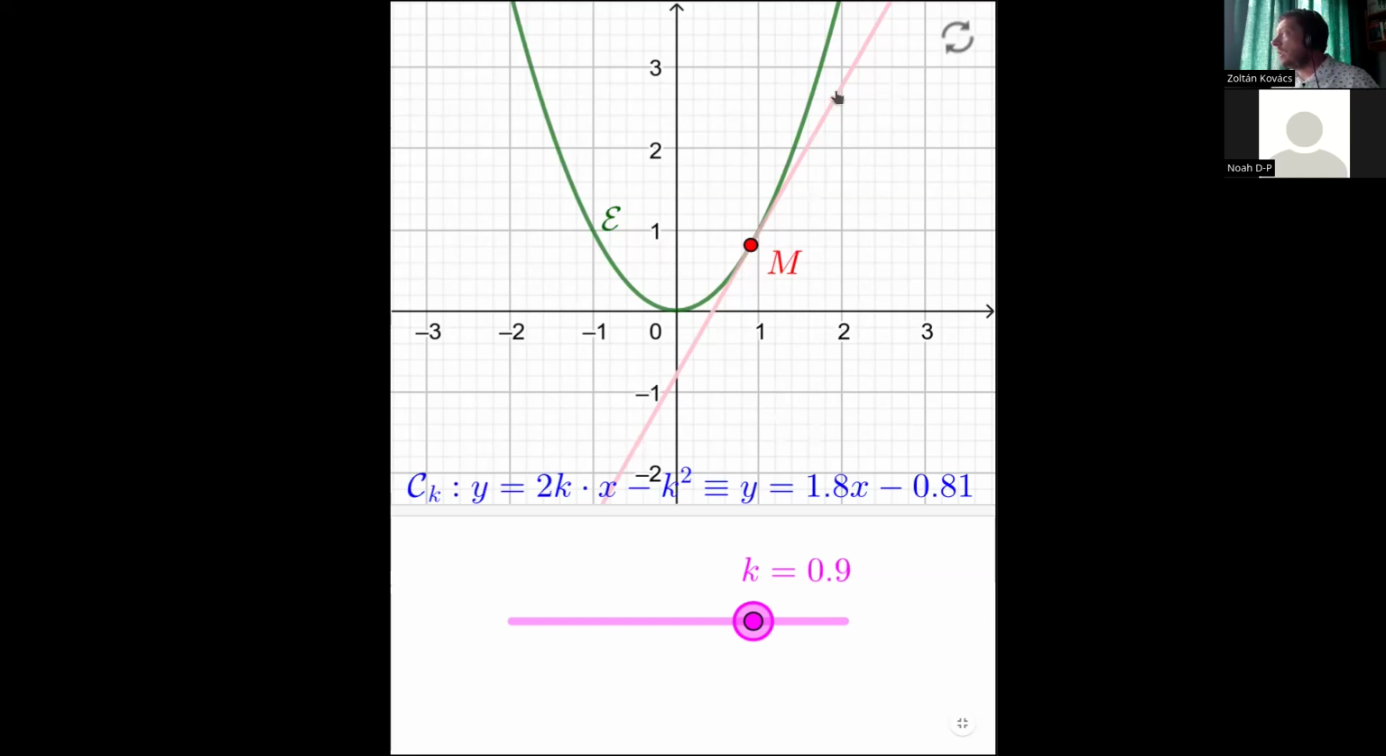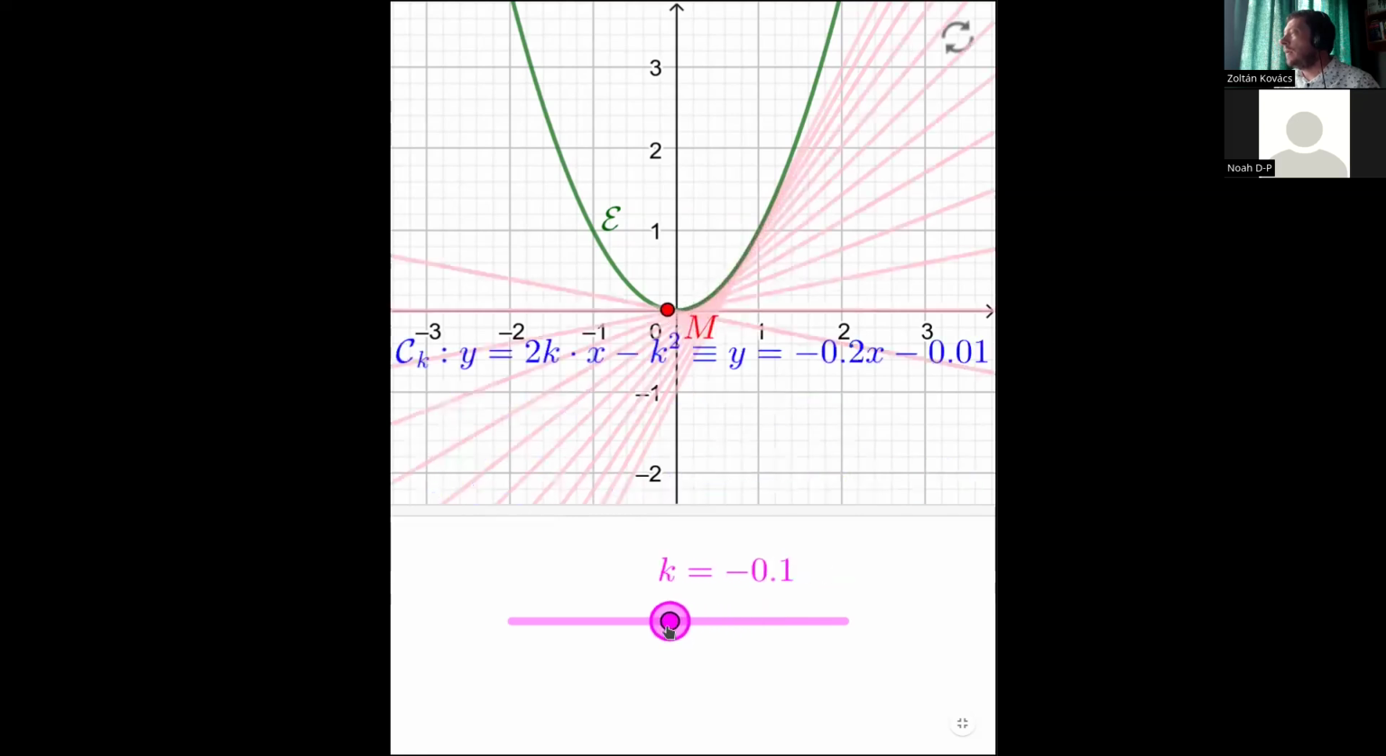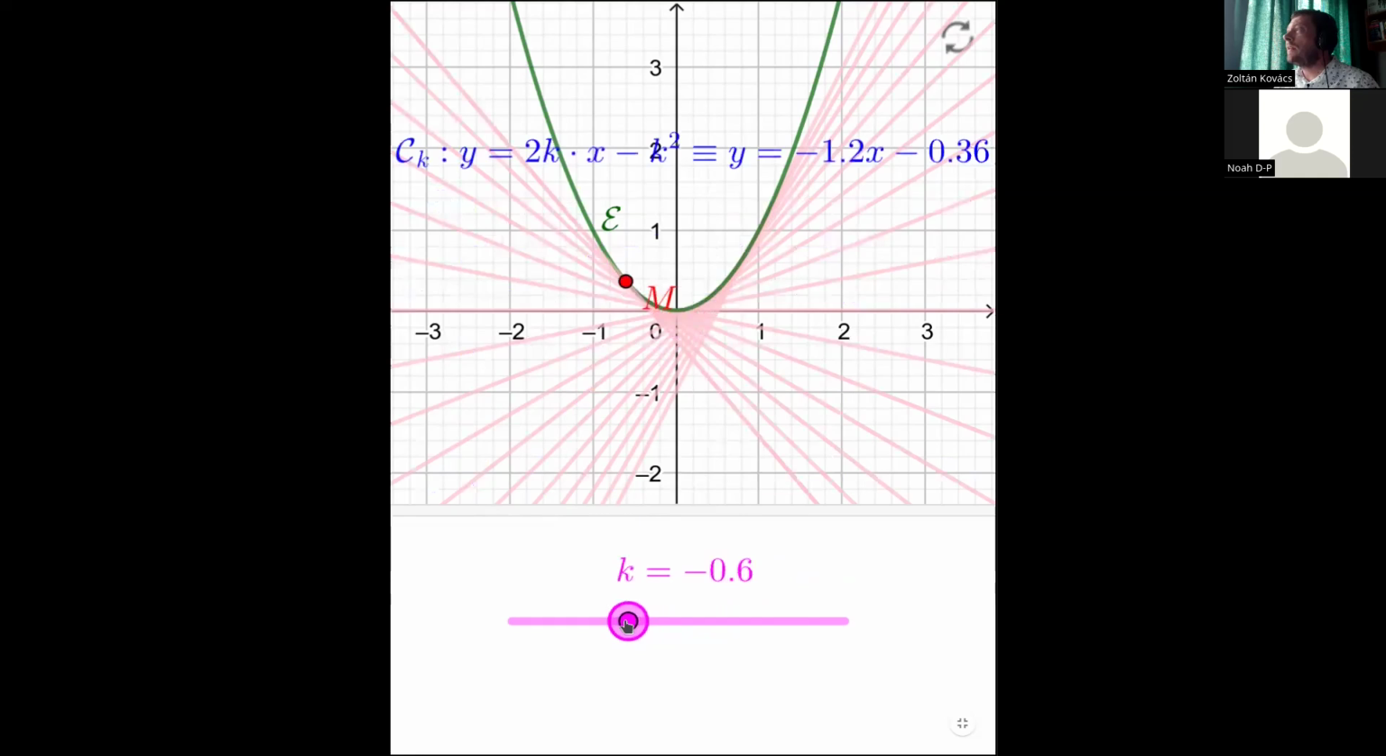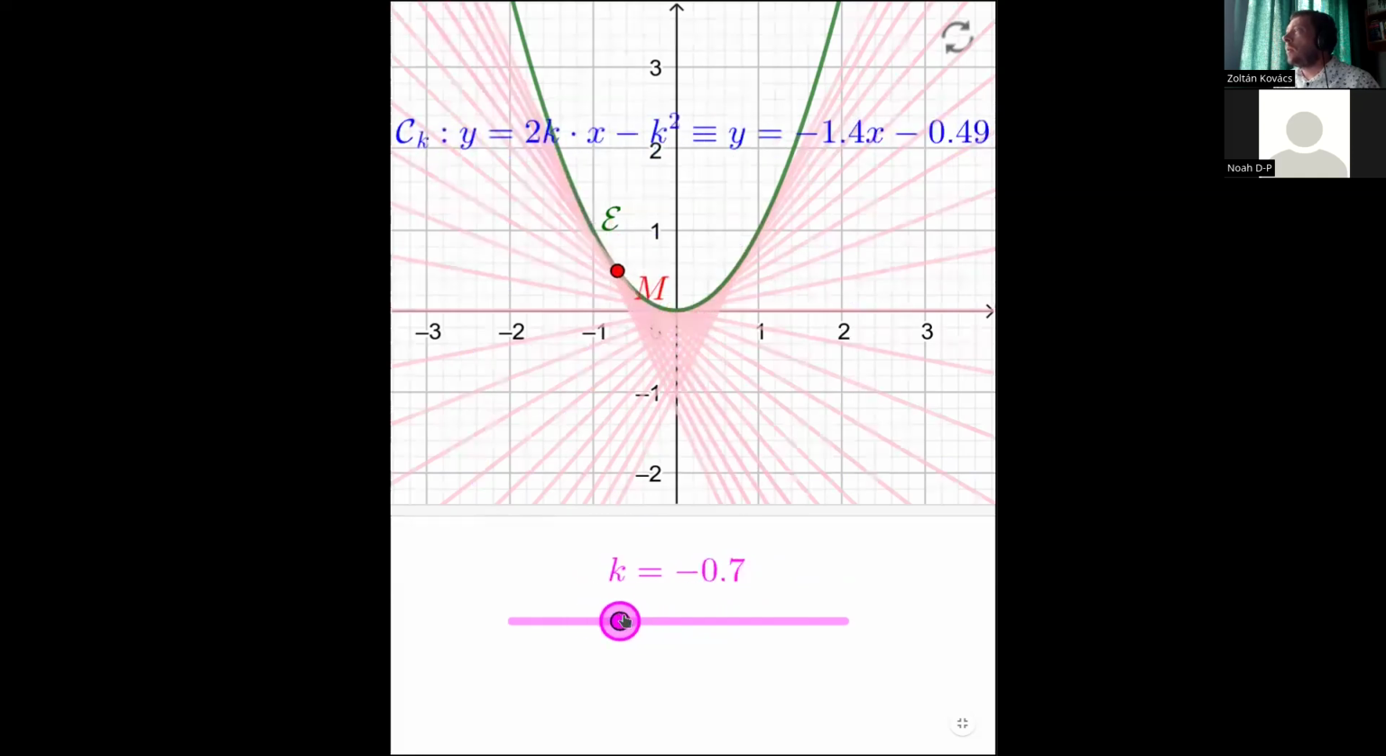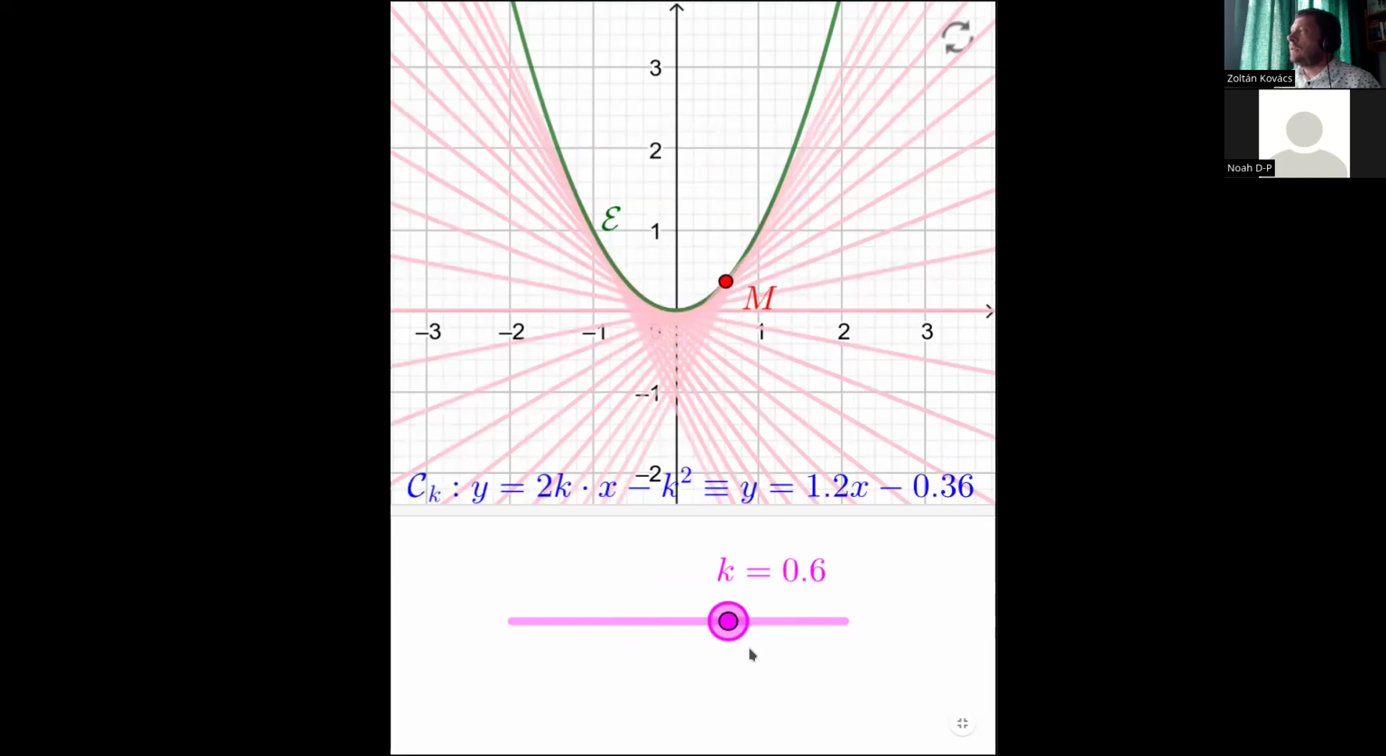So what happens if we change the formula for this line? Here you can see the general formula, y equals 2 times k times x minus k squared. And in the special case, when k equals 0.9, then we have this line here, this pink line. But if we change it to different values, then the lines will be completely different. And when we check what kind of curve is a tangent of each of this family of curves, then we get a nice parabola.